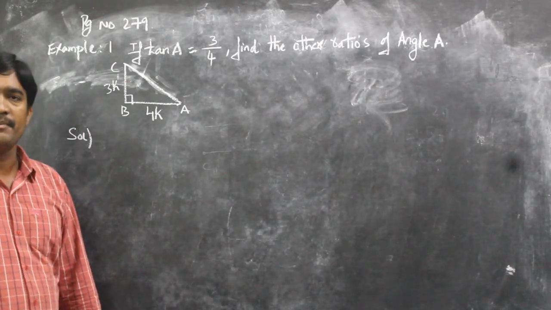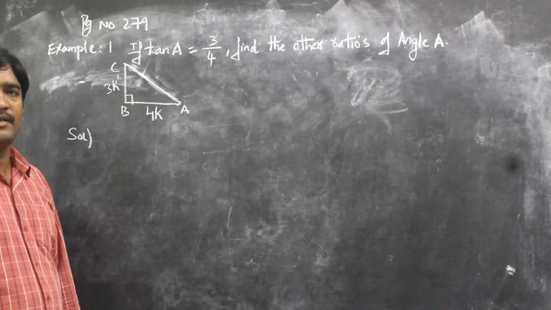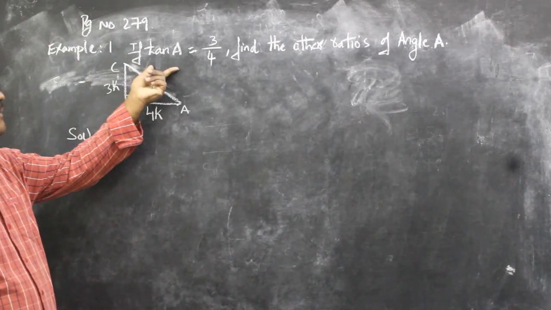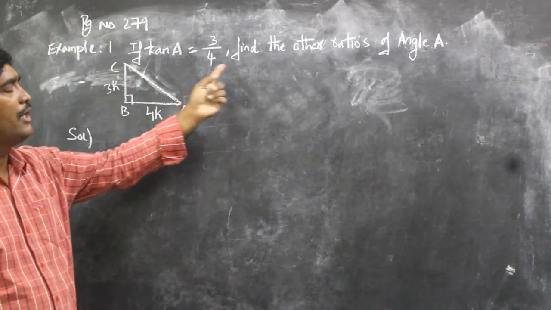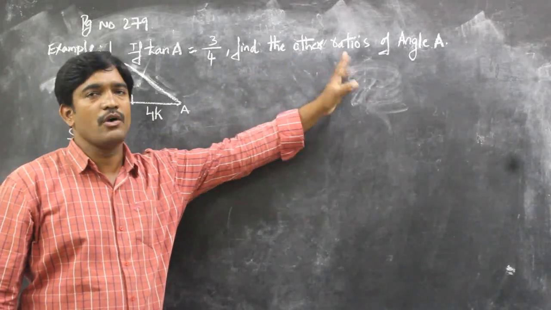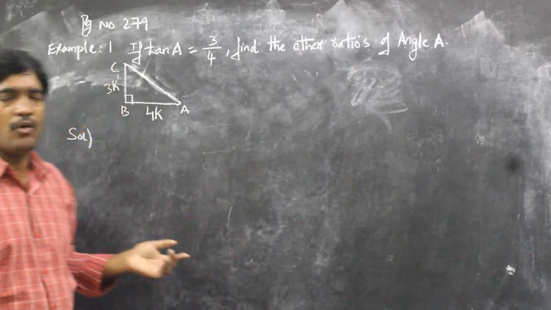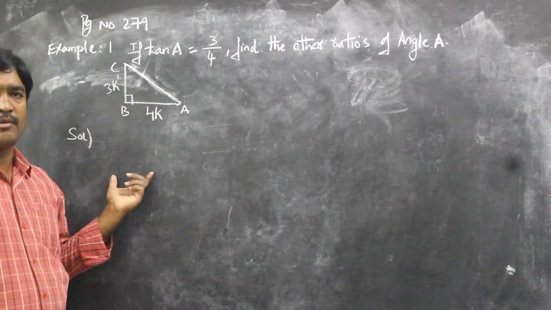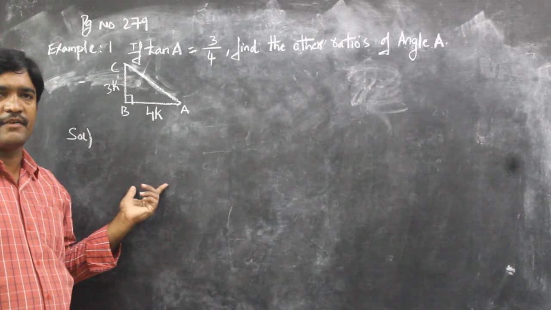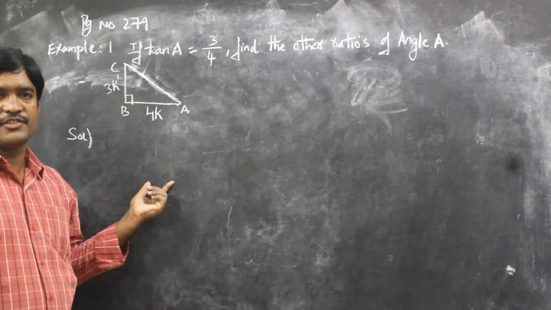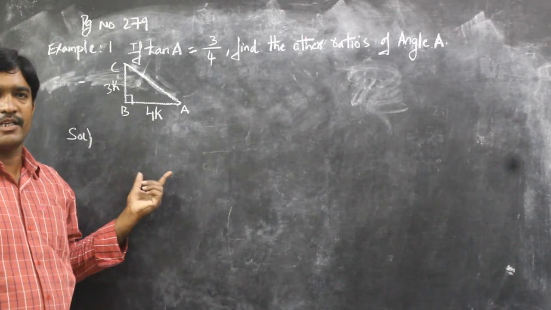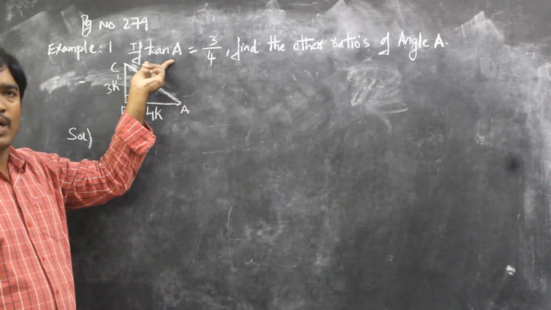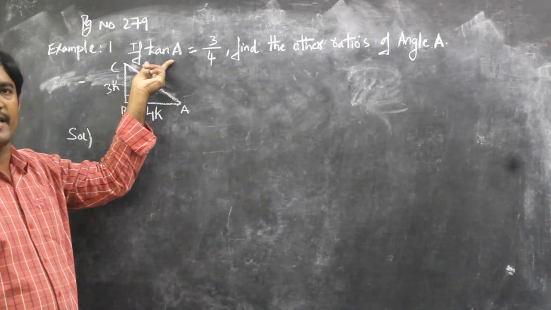Now this is another type of question that may be given. The given question is that if tan A is equal to 3 by 4, find the other ratios of angle A. The difference between the previous problem and this problem is that in that problem the value of the sides was given and an angle was given, and we had to find the third side. Here, if you observe, he has not directly given the value of the sides of a right angle triangle.